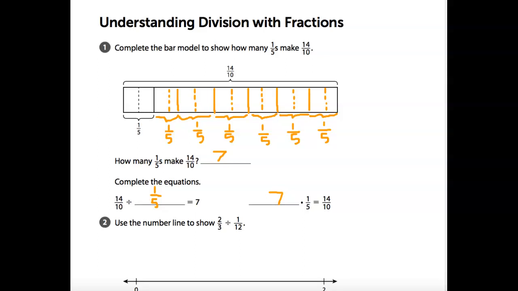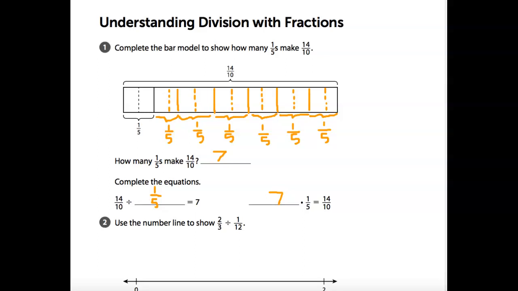All right, today's lesson is understanding division with fractions. It says complete the bar model to show how many 1/5 make 14/10. So that whole bar is 14/10, so we divide it into tenths, and then after that we have to divide it into fifths.